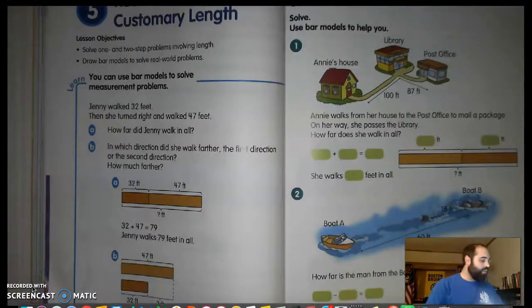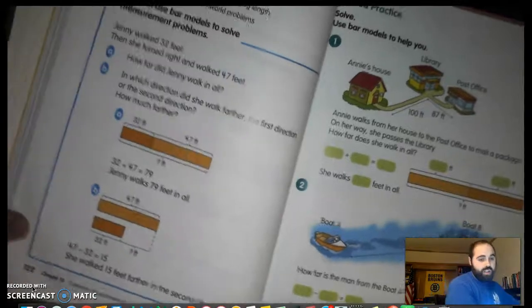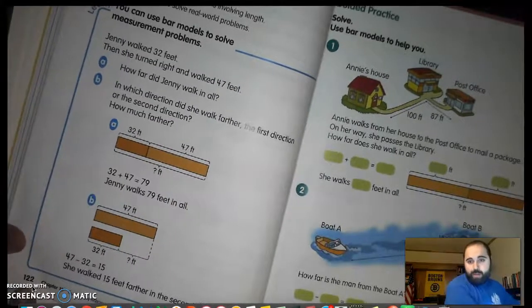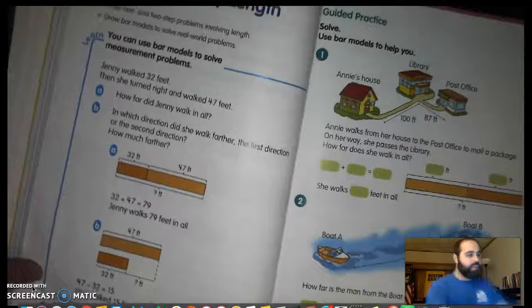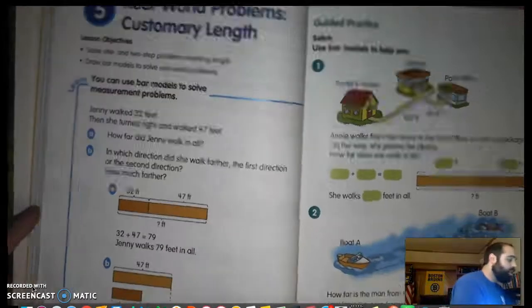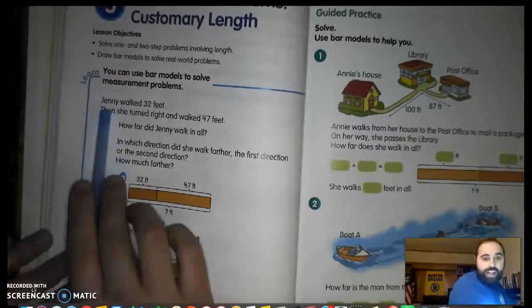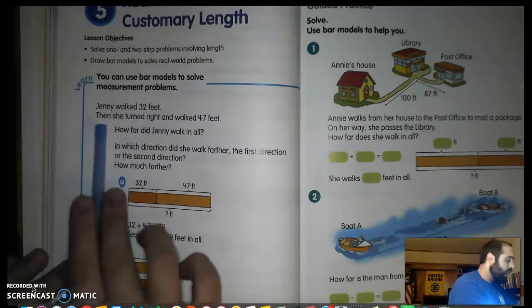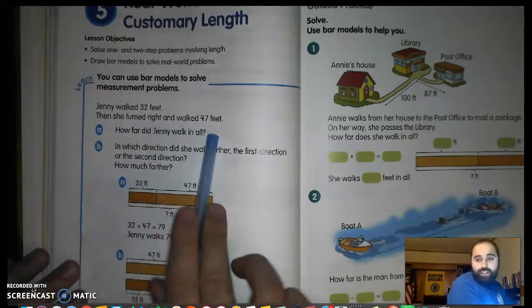All right, we're on page 122 in Math Book 2B. So if you want to pause the video and get out your math book, I'd like you to follow along with me. First problem deals with this girl, Jenny. And Jenny walked 32 feet. Then she turned right and walked 47 feet.